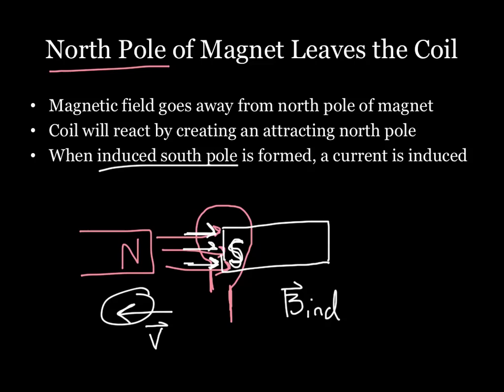Induced magnetic field is going to create an induced current. In this case, if my right thumb points to the right, my current is going to go, the way my fingers curl, from the back of the coil and over and into the front of the coil.